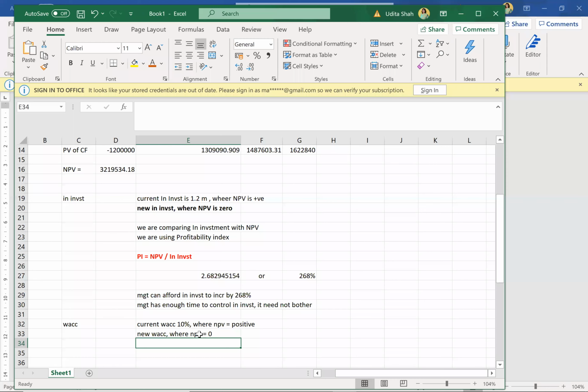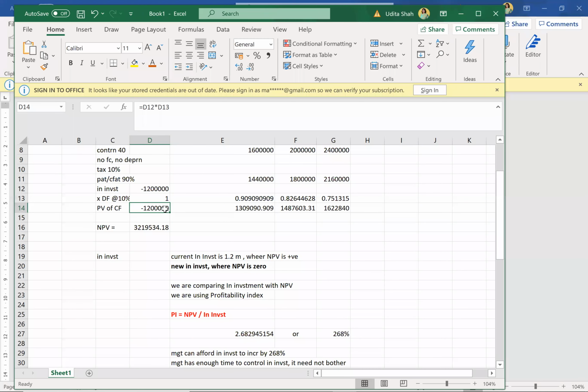Like I showed over here, if the cost increases by 100%, it is still not making my NPV 0. If cost increases by 200%, still not 0. If cost increases by 250%, it is still not making my NPV 0. Correct? So management has enough time and need not bother about controlling the initial investment. It should bother more about controlling what? Selling price. Because a selling price change of only 60% will immediately make my NPV 0. Right?